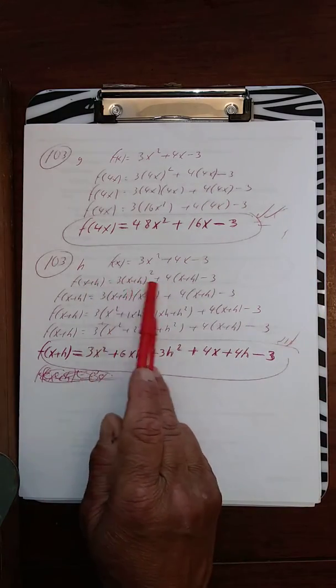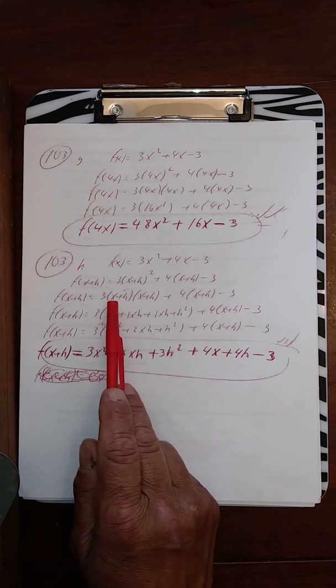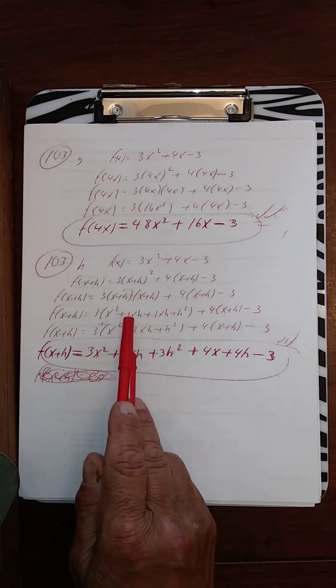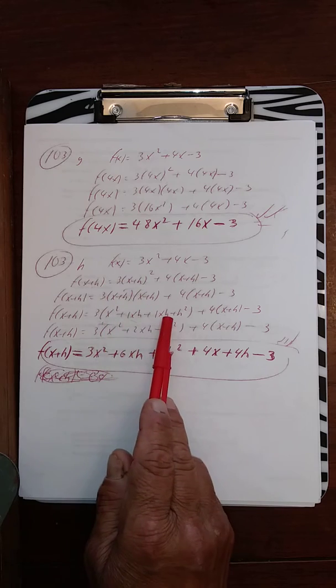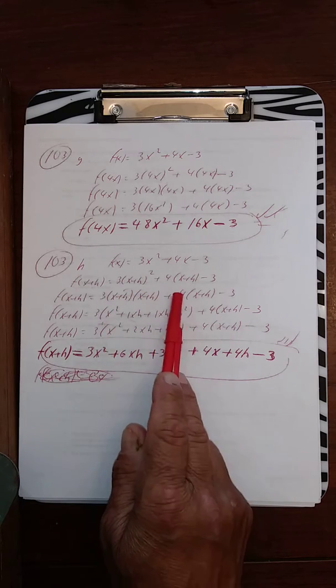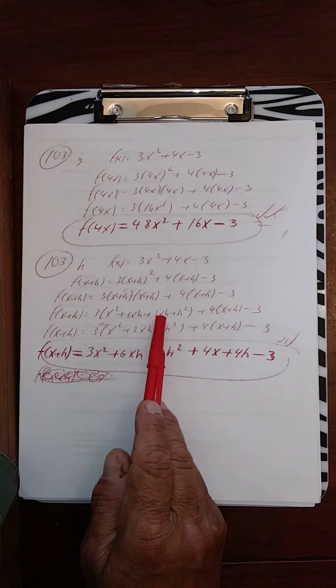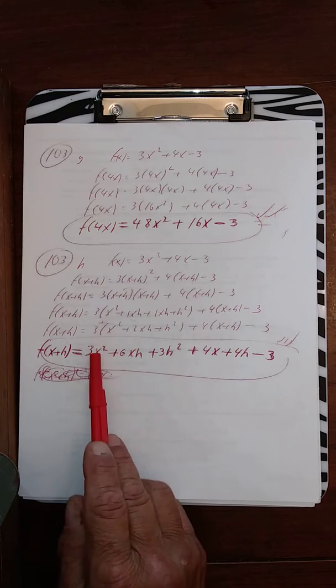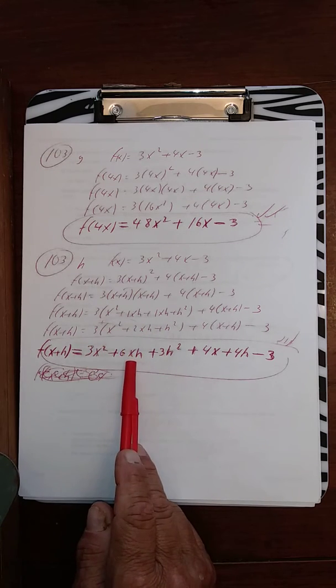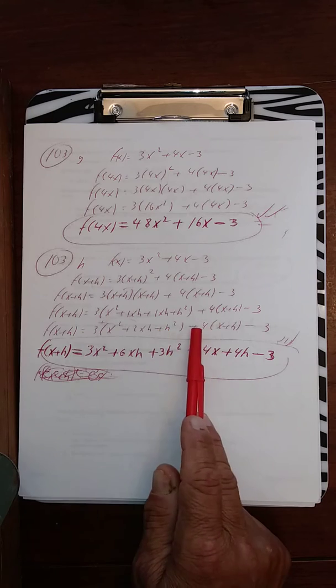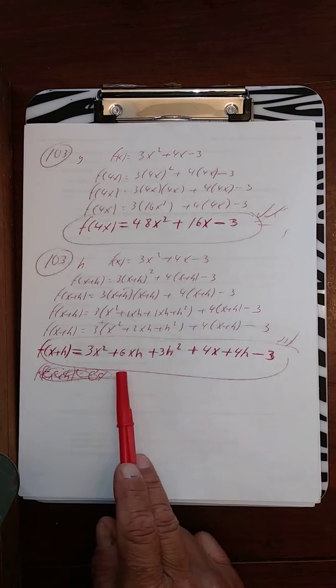Put x plus h in there. x times x is x squared, x times h is xh, and another xh, and h squared. Leave this alone. 1xh plus 1xh is 2xh, so 3 times that is 3x squared. 3 times 2xh is 6xh. 3 times h squared is 3h squared. 4x plus 4h minus 3, that's it, leave it alone.